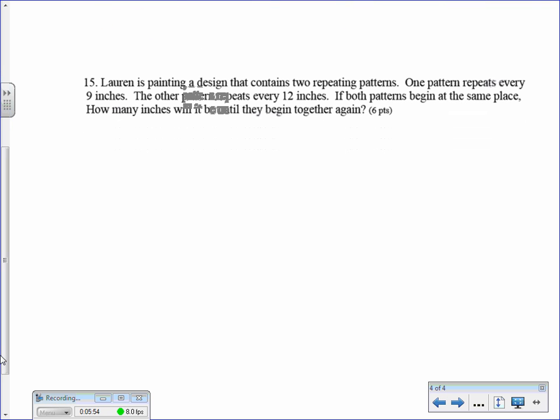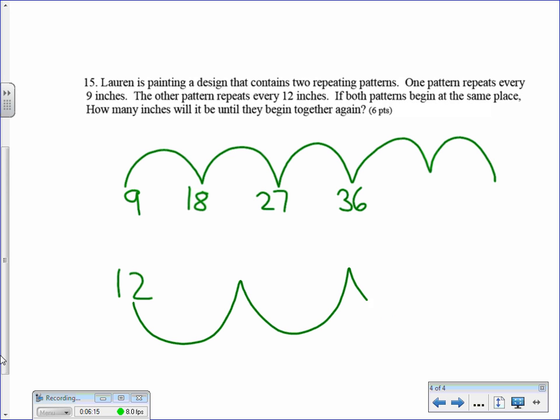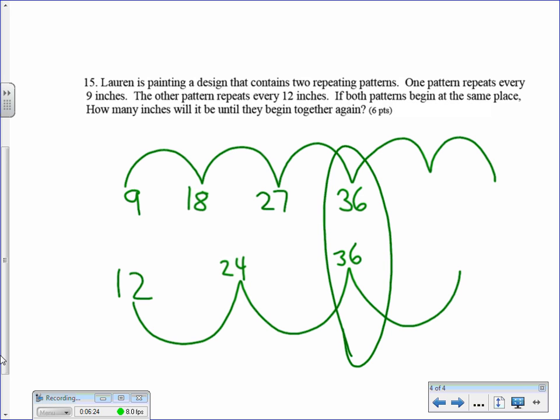All right, this one threw you guys off because it seemed too easy. A 9-inch pattern and a 12-inch pattern. So this one, ding, ding, ding, ding, every 9 inches. So 9, 18, 27, 36. This one every 12 inches. Boom, boom, boom. So it goes 12, 24, 36. Look at that. It repeats again at 36 inches. That's also known as the lowest common multiple, 36.